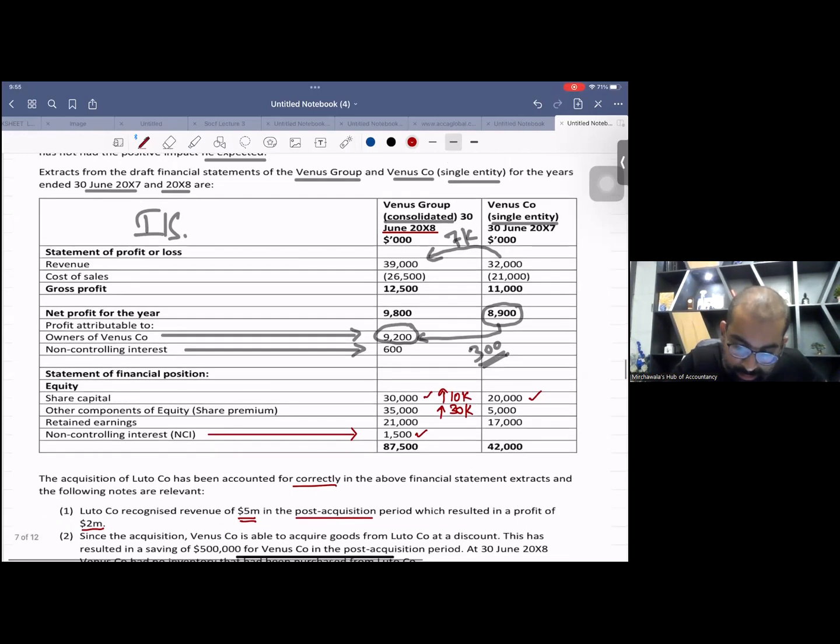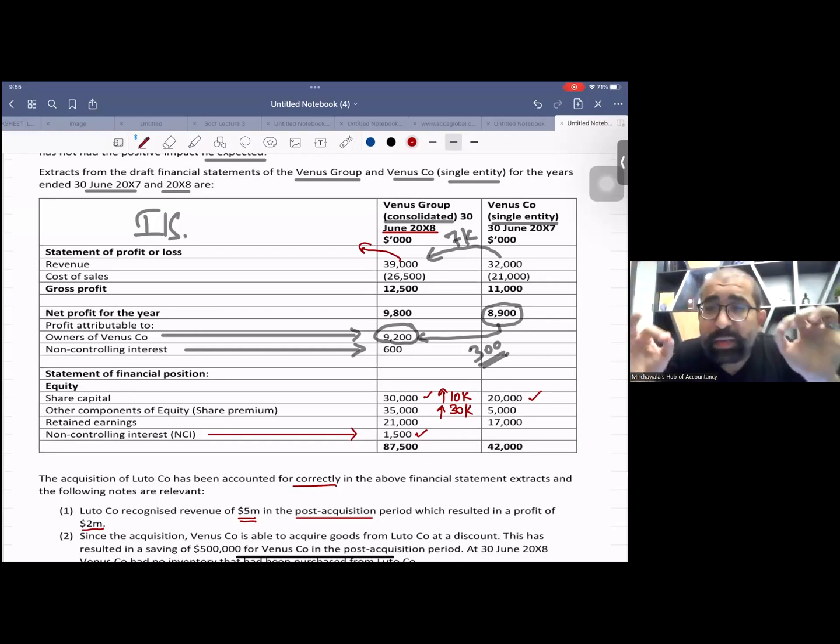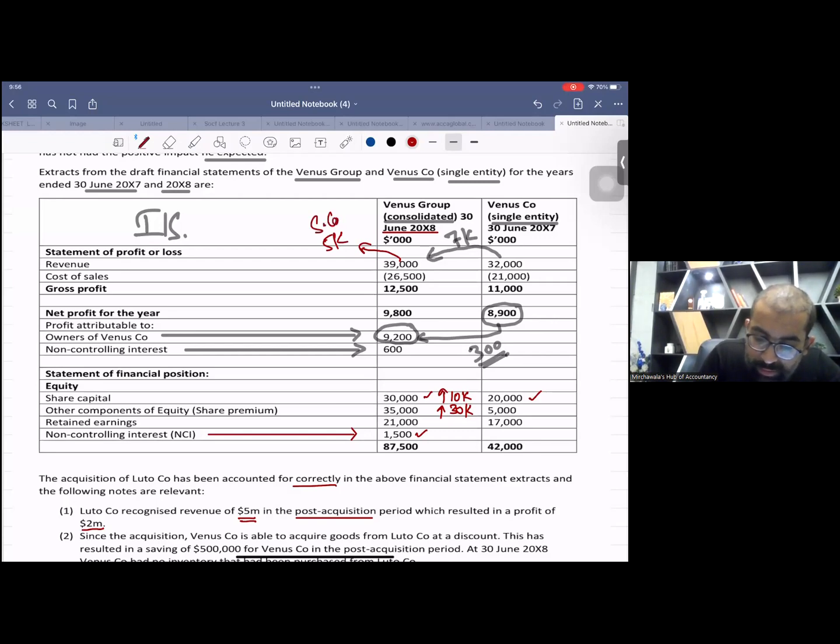Listen, in the last 6 months, look here. In the year ended 30th June X8, we must have included the last 6 months data of S company in the consolidated income statement. So the last 6 months sales was 5,000. So in this 39,000, in this consolidated income statement, sales revenue of 39,000, 5,000 related to S company.